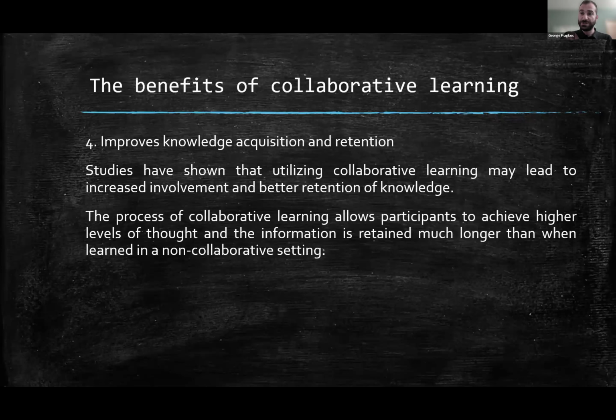And when you have this loop where many learners ask questions and many learners answer those questions, you keep using the things that you learned, so you don't forget them, and you can achieve the retention of knowledge. Also, the process of collaborative learning allows participants to achieve high levels of thought, and the information is retained much longer than when learned in a non-collaborative setting. It is what I said before, but in other words.